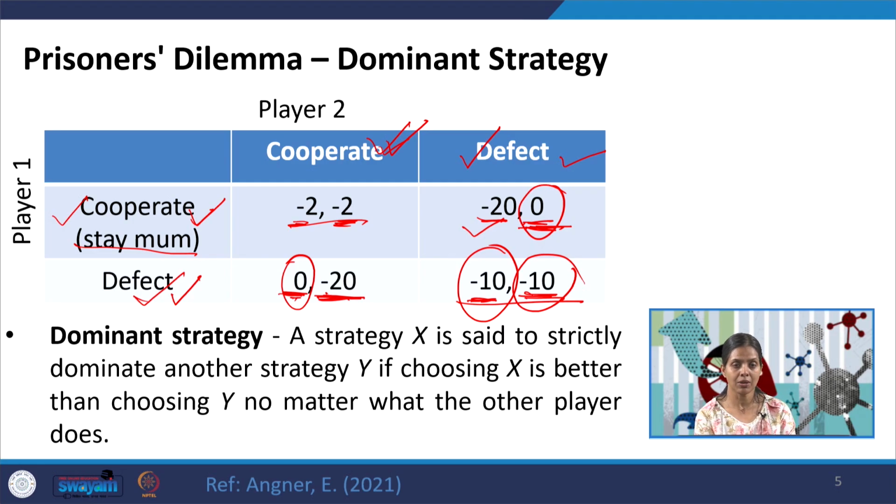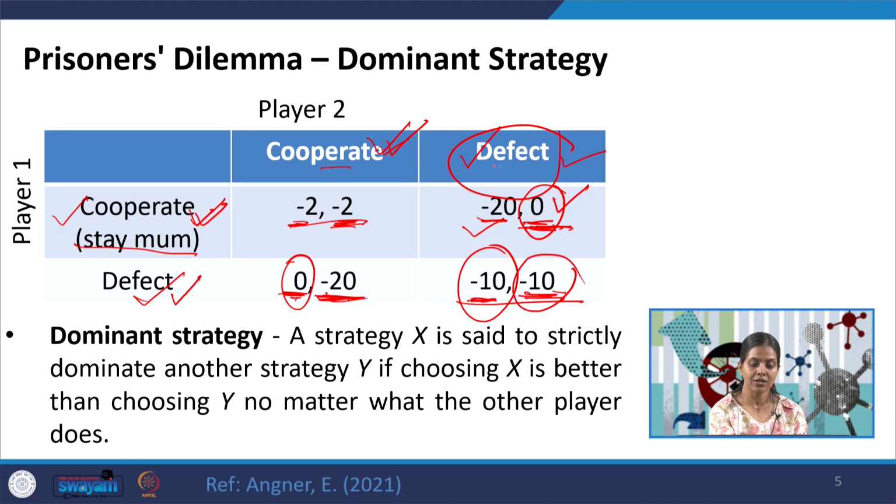Now, here we talk about something called a dominant strategy. A strategy X is said to strictly dominate another strategy Y if choosing X is better than choosing Y, no matter what the other player does. So, here you can see that for each strategy of player 1, player 2 is better off by defecting: minus 20, minus 2 and 0, minus 20 and 10. So, defect is the dominant strategy for player 2.